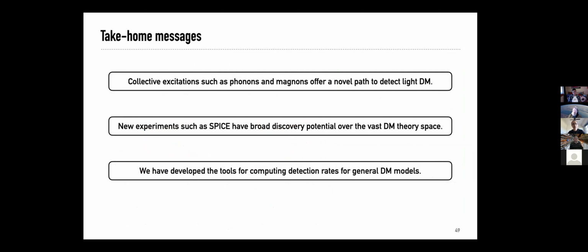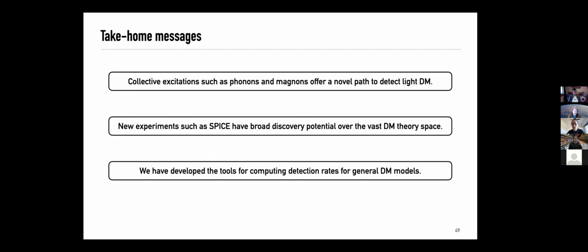All right, so let me conclude, and then we'll have time to discuss more questions. So take-home messages. First, collective excitations such as phonons and magnons offer a promising path to detect light dark matter. On the experimental side, the good news is that new experiments are moving forward. SPICE, which is based in Berkeley Lab, is currently in active R&D, and it will have broad discovery potential over the dark matter theory space.